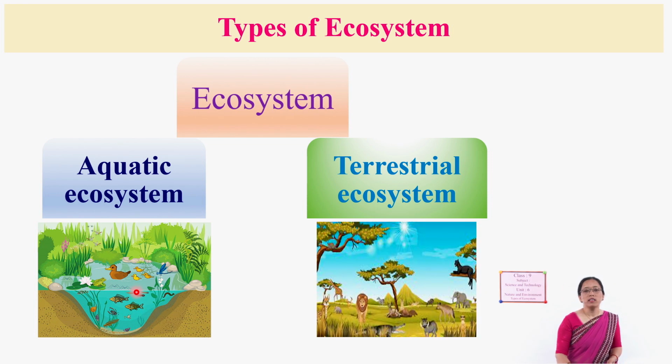Whereas terrestrial ecosystem means what? That is the ecosystem of the land. It may be desert land, it may be forest, grassland, or a small field, wherever. If it takes place on land, if we are taking the organisms and physical factors of a particular land, then it is called a terrestrial ecosystem.